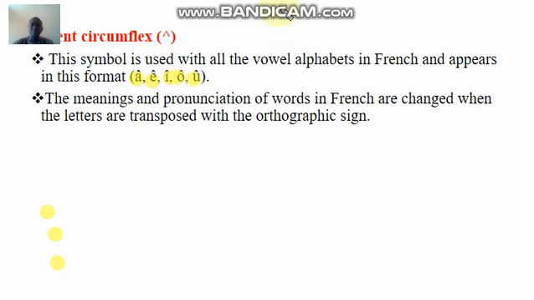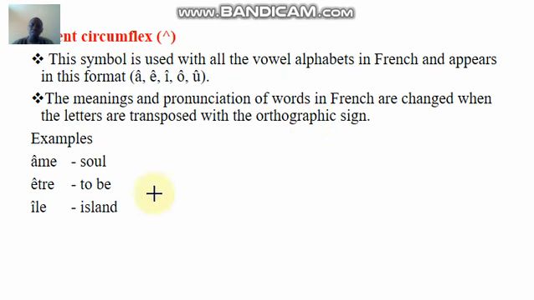Now, it changes the meaning also, like I've stressed. Look at the example. We have âme, that's the soul. You have another example now, être, that's to be. It means to be. It's a verb, an auxiliary verb in French, very important, and every learner of French must know. Then you have île, that's an island. Then you have the next one as côte, coastal area, like Côte d'Ivoire.